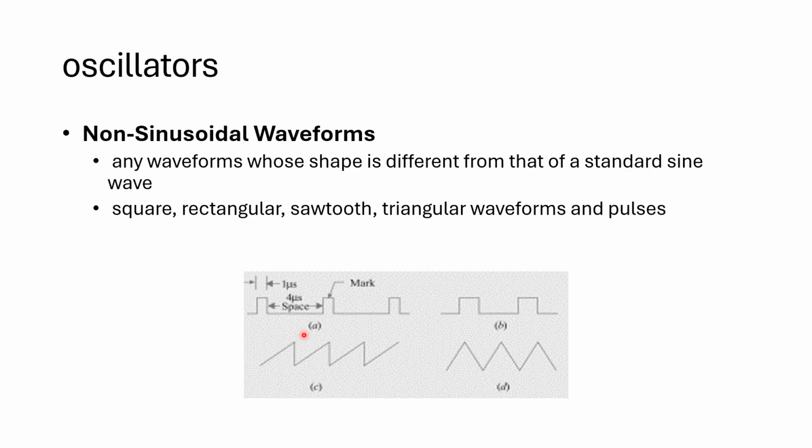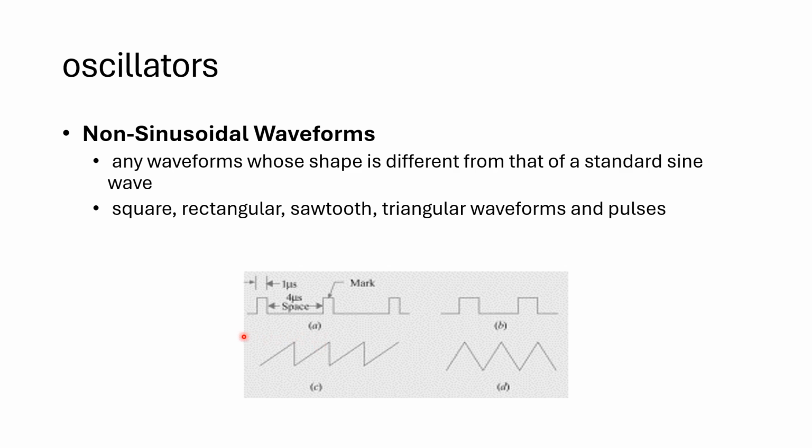So we have here an example. This is a sawtooth waveform. This is a triangular waveform. These are pulses. These are square wave. Actually, square wave, rectangular wave, and pulses differ from each other regarding the sizes of their space and mark.